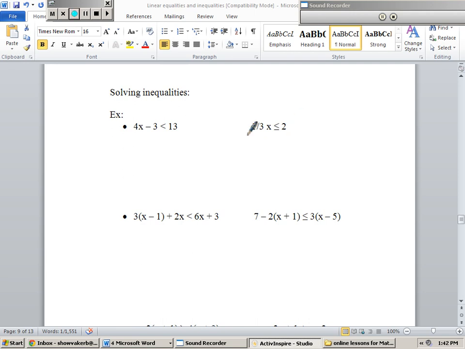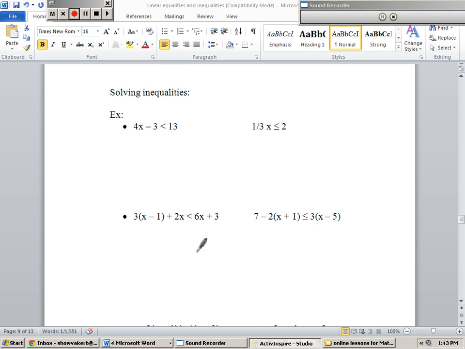Lose the fraction. Multiply by 3. This gets a 1, this gets a 3. So 1x is less than or equal to 6. Nothing changing. Distribute. 3x minus 3 plus 2x is less than 6x plus 3. Combine like terms. 5x minus 3 is less than 6x plus 3.